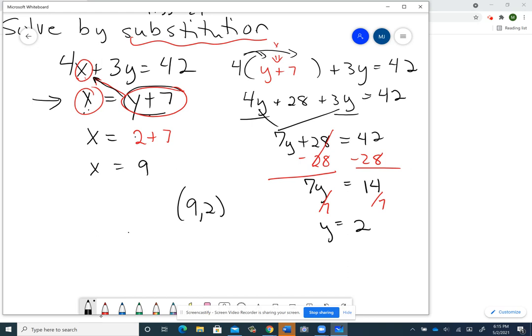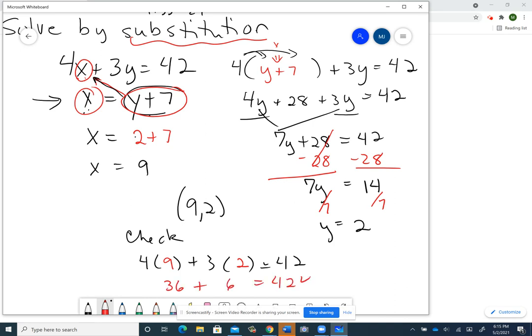I'm going to use the top equation as my check. If I'm right, when I put the x and the y into this equation, 36 plus 6 does equal 42. This should be it then.